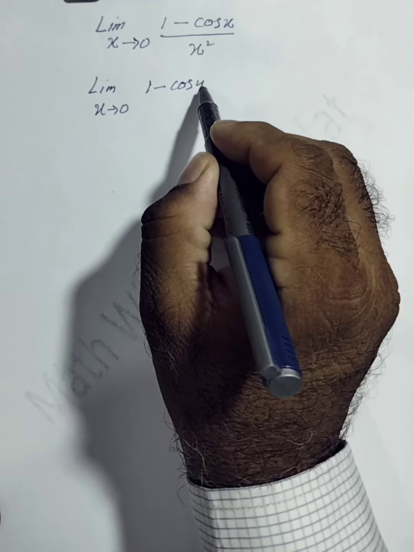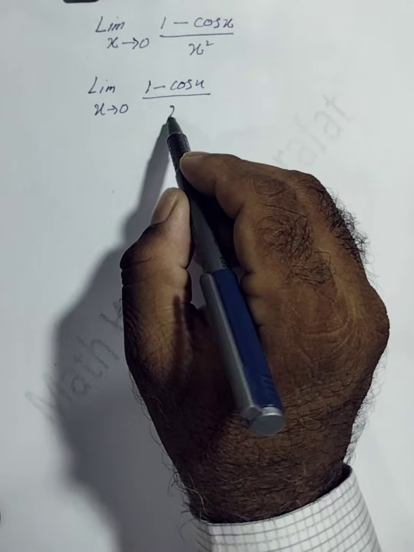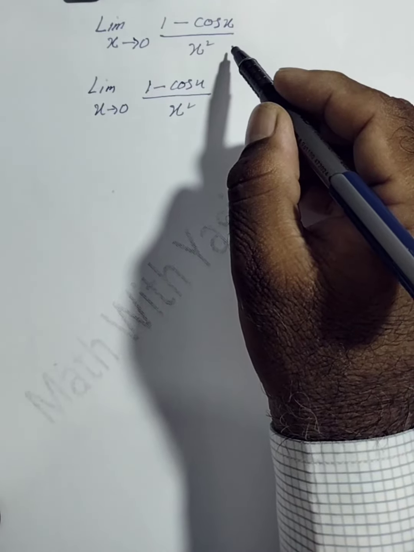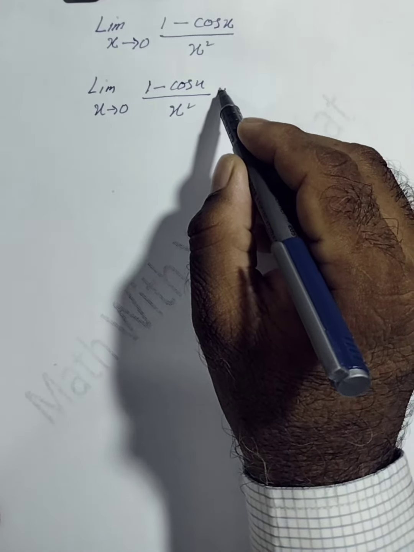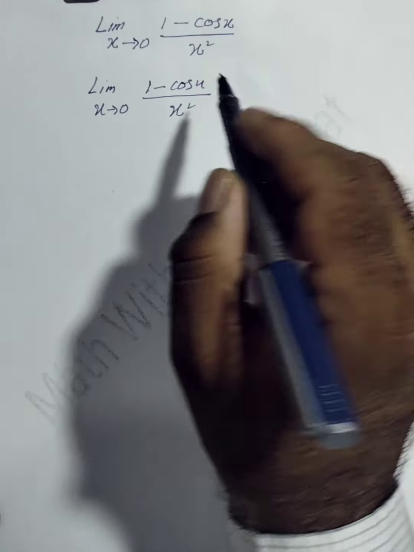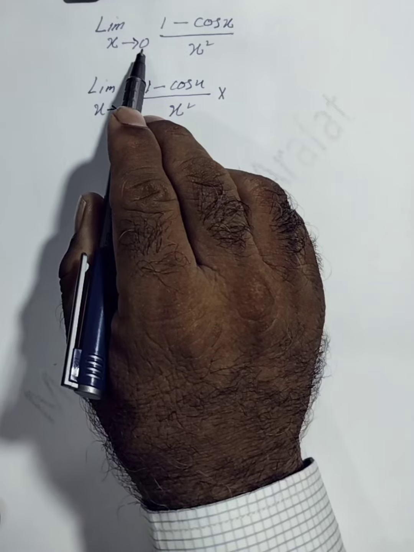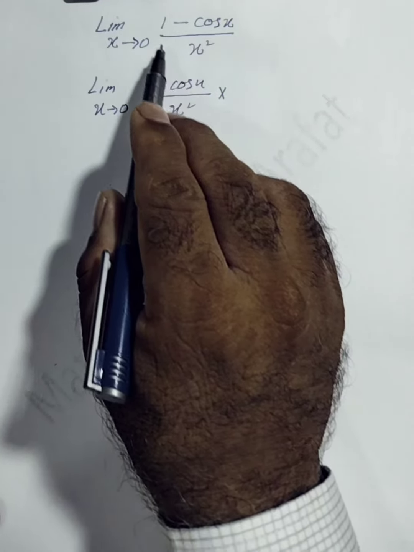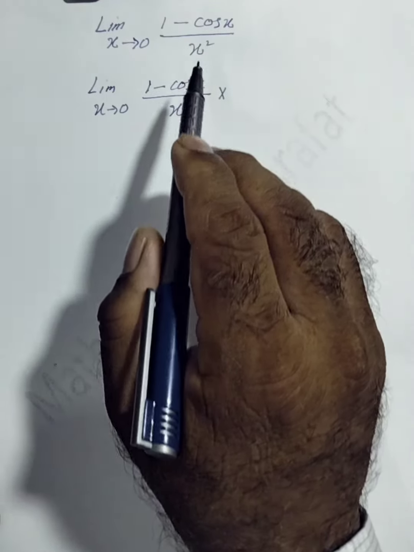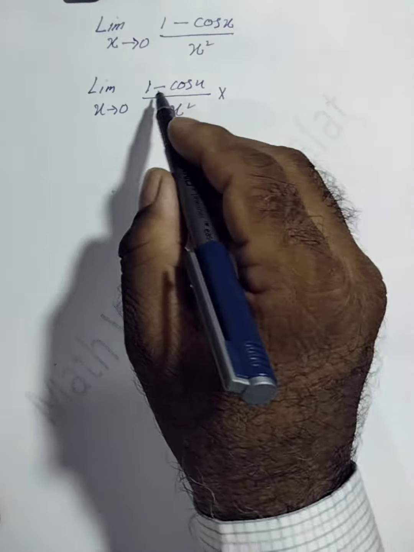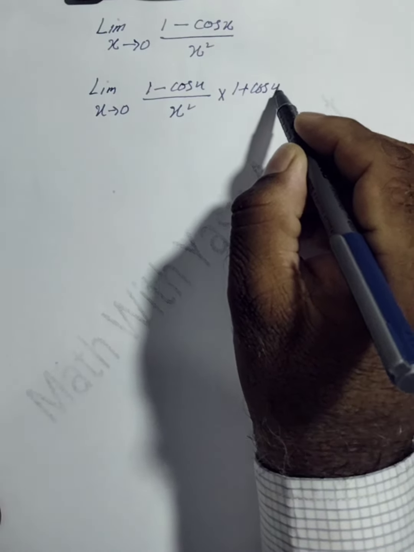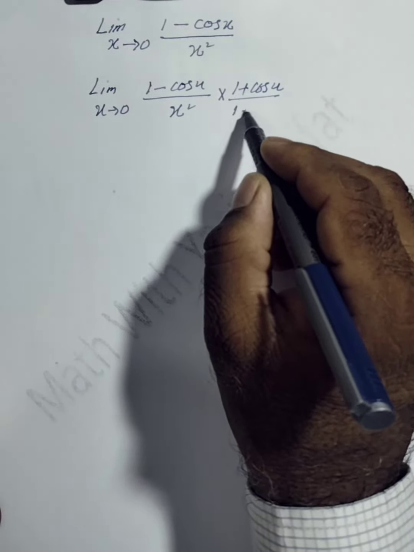Always remember this point, students: when we apply the direct limit and the denominator becomes 0, that means we have to simplify the question before applying the limit. So here, if we apply the limit directly, the denominator becomes 0. That is why we have to simplify the question. This is 1 minus cos x and we have to take out its conjugate. So this is 1 plus cos x divided by 1 plus cos x.